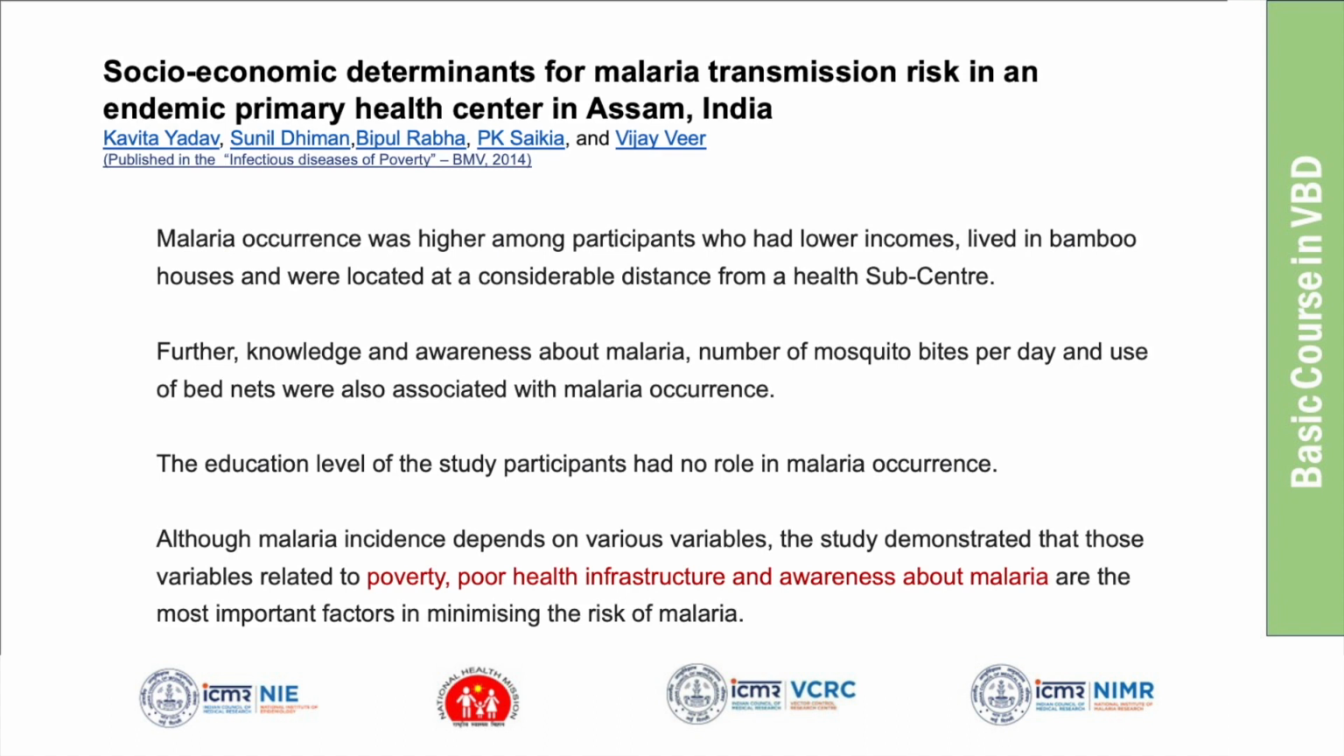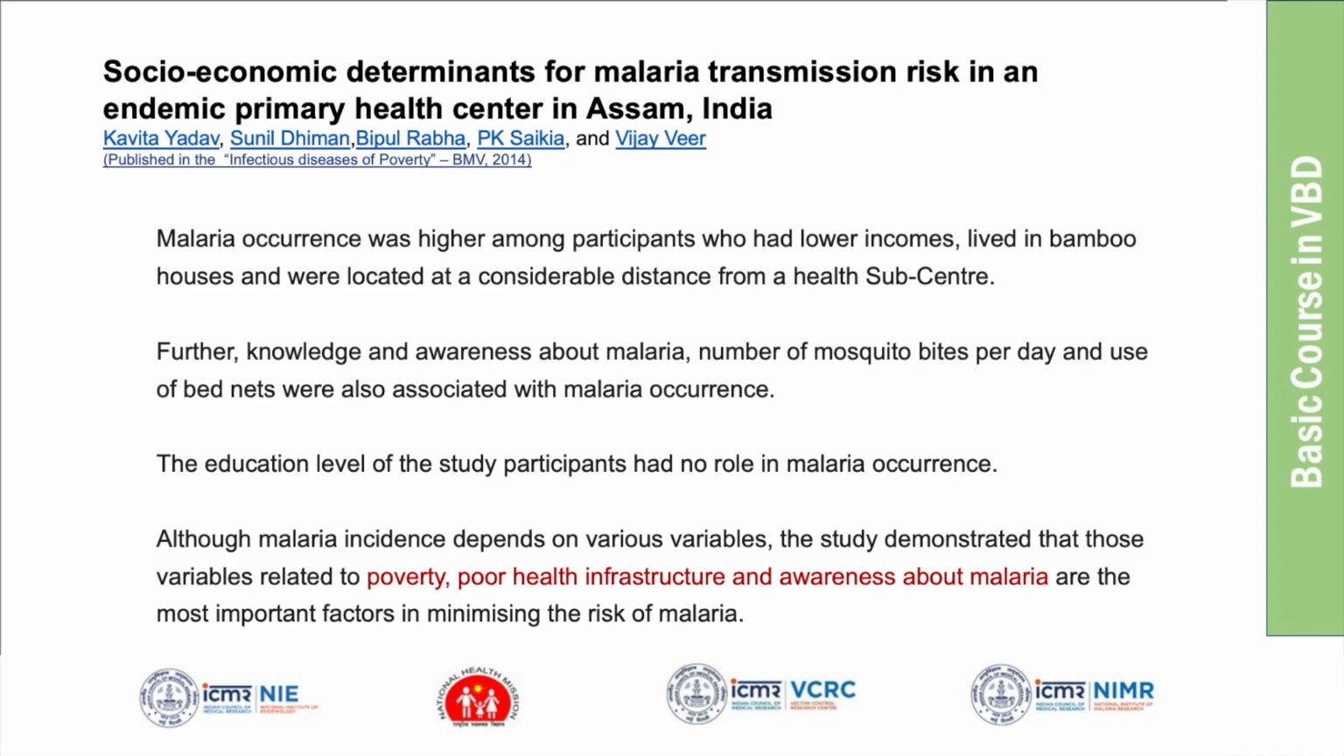And the socio-economic determinant for malaria transmission is the paper. There is a paper in Assam where they say that malaria occurrence was higher among participants who had lower incomes, kacha houses, and were located at considerable distance from the health sub-center level facility. And further, knowledge and awareness about malaria, number of mosquito bites per day, and use of bed nets were also associated with malaria occurrences.